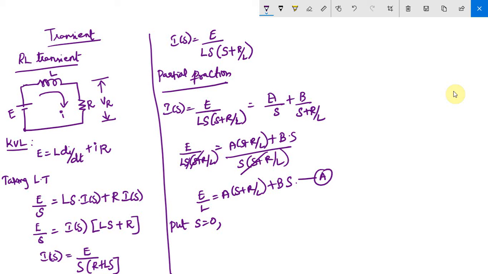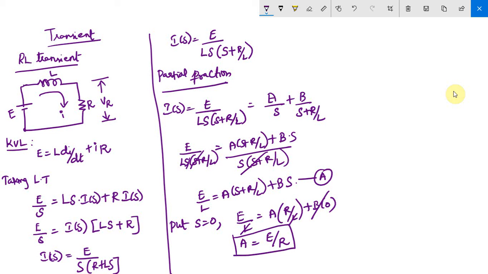We are substituting s = 0, right? So E/L = A into R/L plus B into 0. So this becomes 0. So what is A from this? A is equal to E/L divided by R/L, and L will get cancelled. So we get A = E/R.